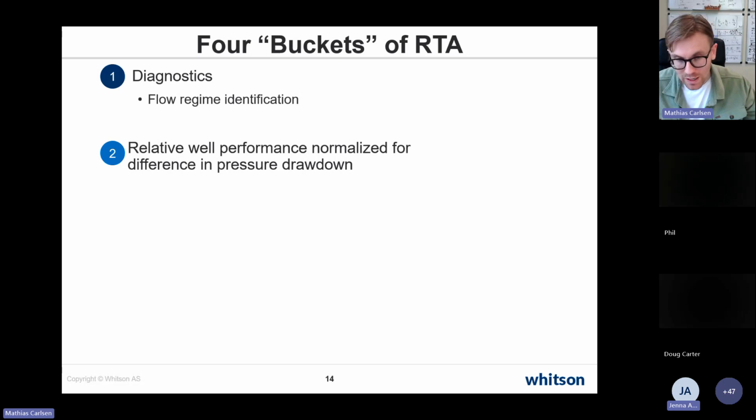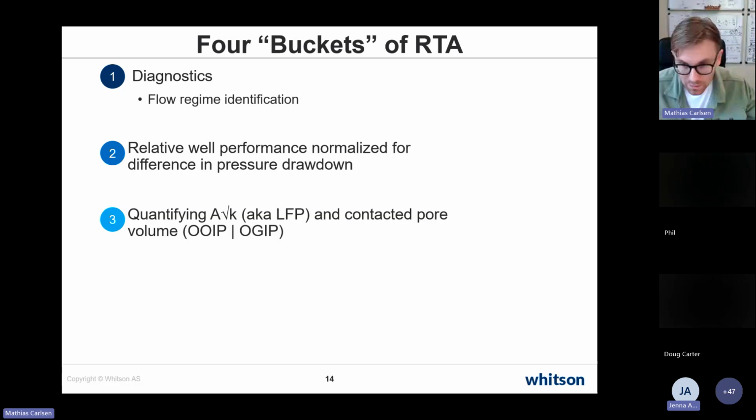And those 2 unique parameters, if you have PVT, flowing bottom hole pressure, and rates, are the thing that I mentioned already on the last slide, and we'll talk many times more about it. It's the so-called A root K and it's the contacted pore volume. If you know what the A root K is and the contacted pore volume is, you know what your EOR will be, okay? Because the EOR is defined as the contacted pore volume multiplied with the recovery factor.